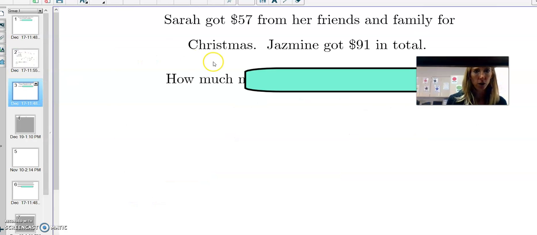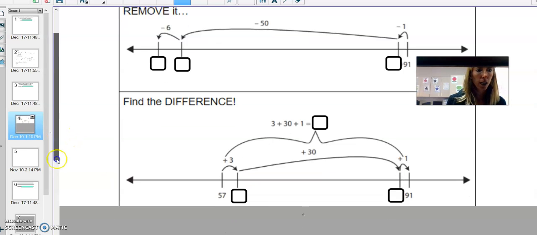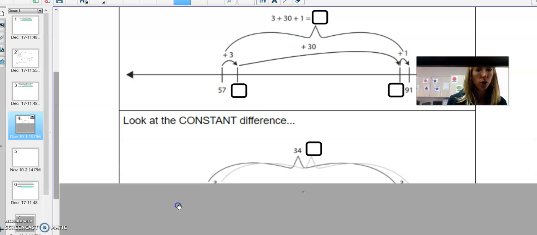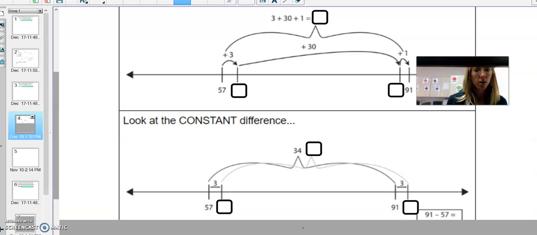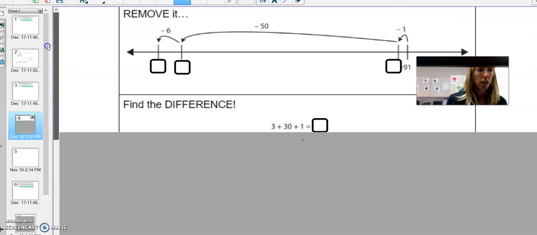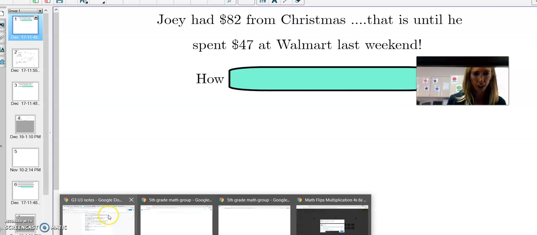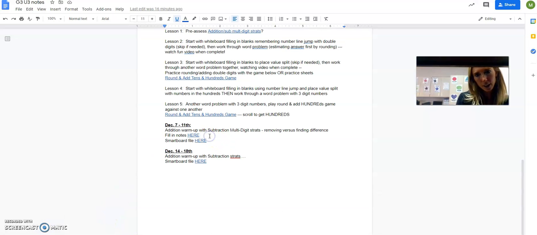And then we go to day 2. We have another word problem and we're going to solve it with removal, the difference, and then we're going to show them a newer one that they haven't seen before, the constant difference, where we can make our life easier by moving it around on the number line. So all of these are fill-in notes together and working with removing versus the difference.